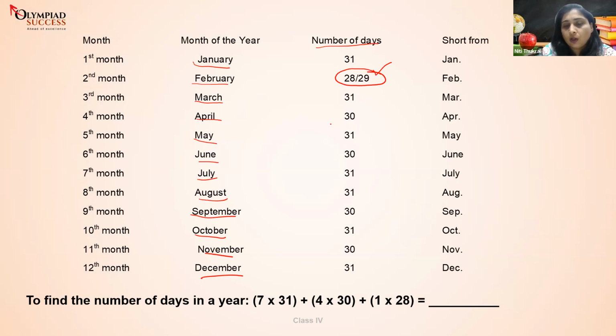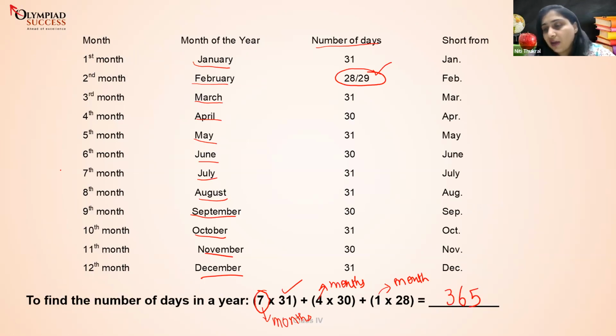When you add all the number of days, you will see that there are 7 months which have 31 days. This 7 means 7 months. Okay, and 4 months have 30 days and only 1 month is having 28 days. So when you count these days, you will get 365 days. So in 1 year, you have 365 days. But if it is a leap year, then this 28 will become 29 and this will become 366 days.